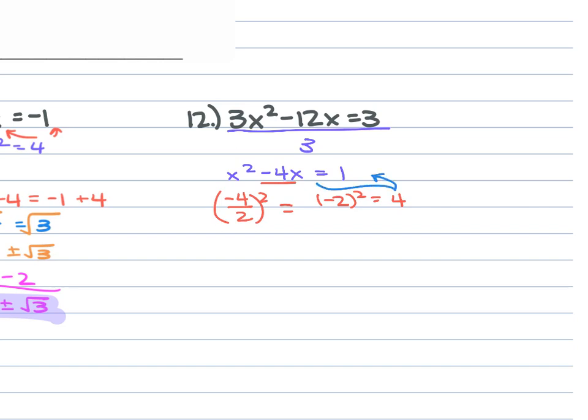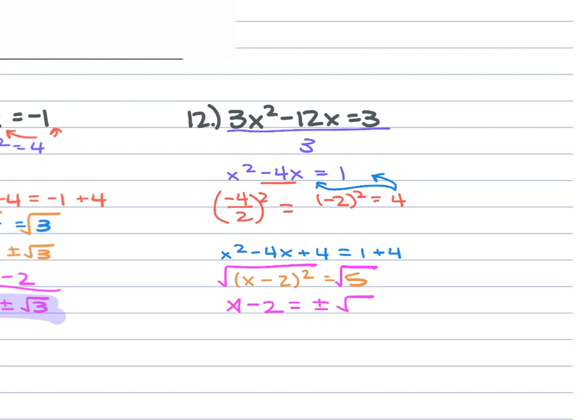We're going to add that to both sides and get x squared minus 4x plus 4 is equal to 1 plus 4. Factor the left side, x minus 2 squared. Add the right side, it's 5. Take the square root of both sides, so x minus 2 is equal to plus or minus the square root of 5. From here, add the 2 to both sides, so x is equal to 2 plus or minus the square root of 5.